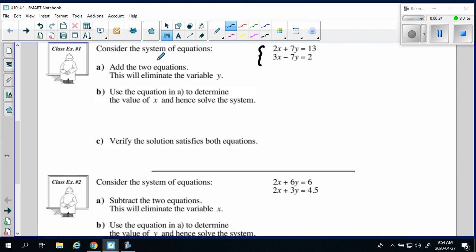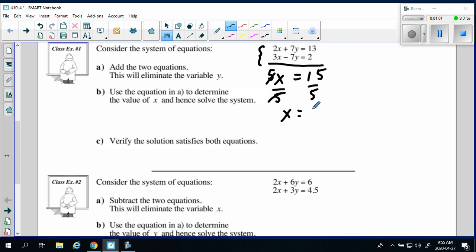So the process of elimination says that we can actually add the two equations to eliminate y. What do I mean by that? Well, if you just add the top and the bottom, 2x plus 3x, you're going to end up with 5x. If you add 7y minus 7y, then you're going to end up with 0y, so we don't even have to write that. And then 13 plus 2 is 15. So the magical thing that happens is that if you add these two equations, the y just drops out. And you can use this equation to solve for x.